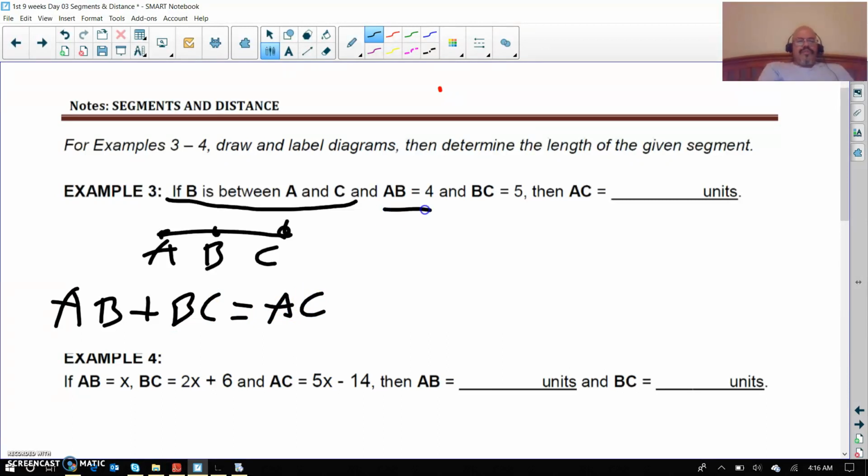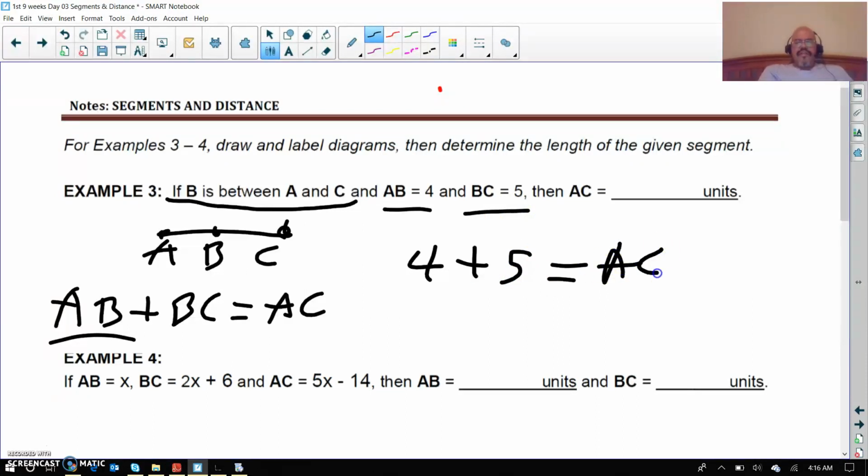AB is 4, so this will be replaced with 4 plus BC, which is 5, and that's equal to AC. So we add these two numbers together. So 9 is equal to AC. This is 9.